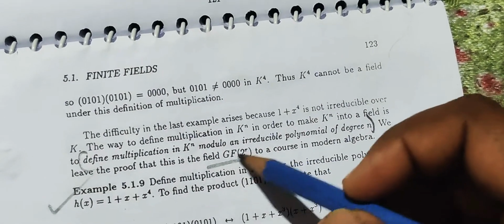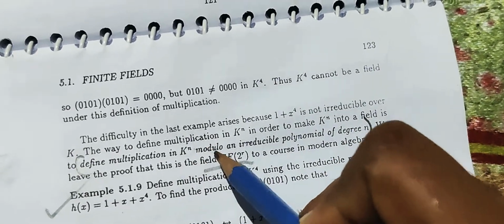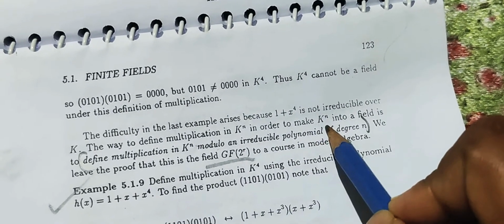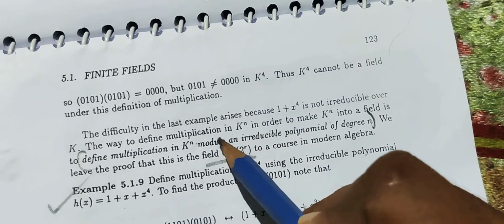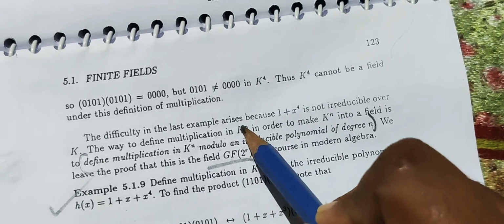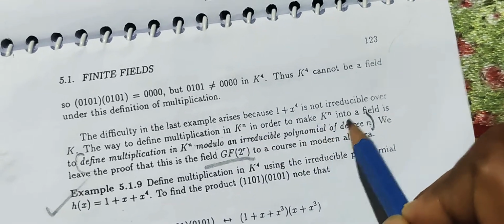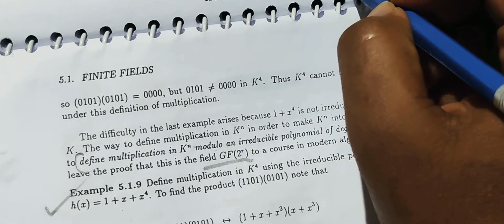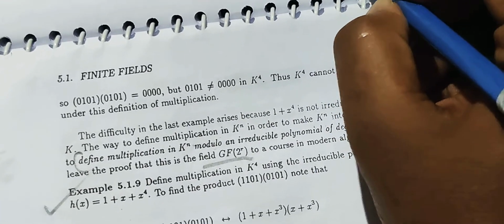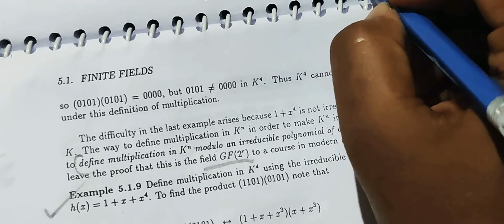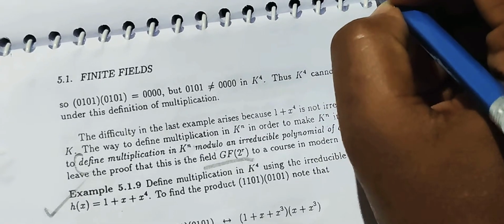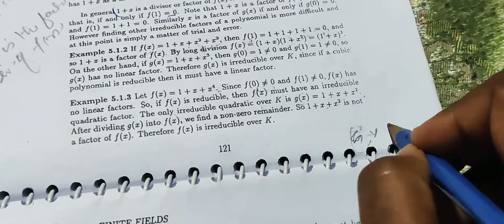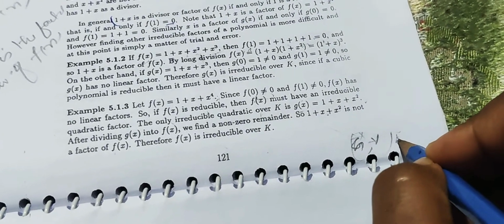Define multiplication. So K raised to n modulo, we consider multiplication in K raised to n in order to make K raised to n a field. We already know that for any field, if G is a group, then G with non-zero elements with multiplication is a group. A group with multiplication is a finite group. That is denoted by Gauss.